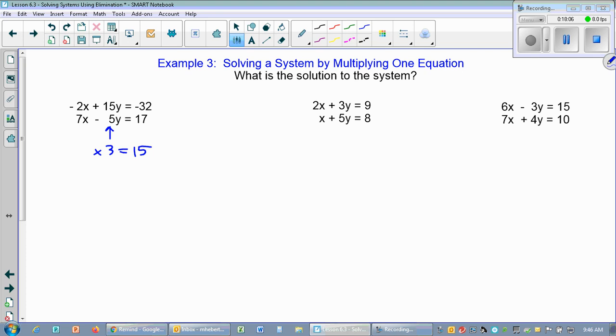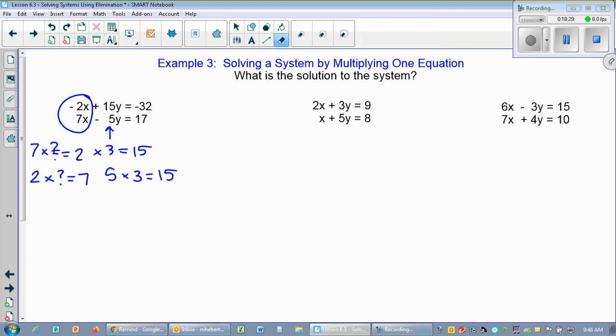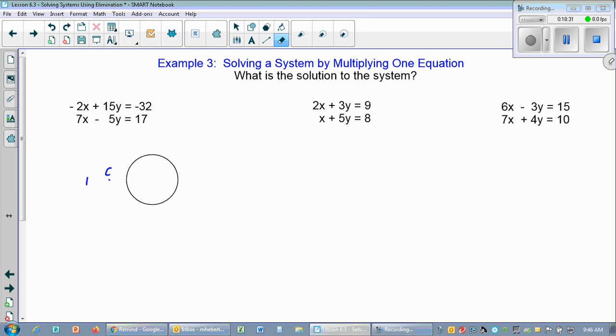If I look at my x's over here, I can't say 7 times some unknown value would give me 2, and 2 times some unknown value would not give me 7. This is not workable. But in this case, I can take my 5 and multiply it by 3 and get 15. So that is what we're going to do to solve these equations. Again, you can pause the video as you need to.